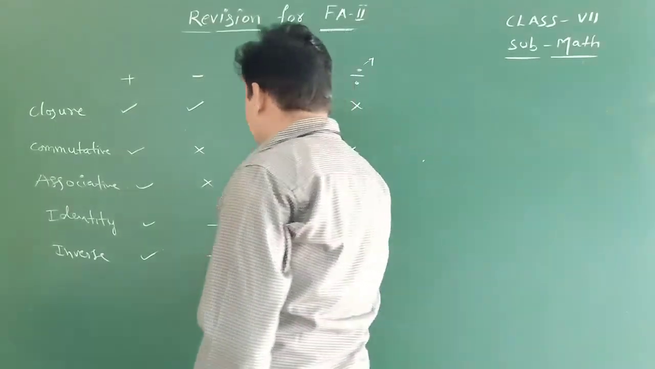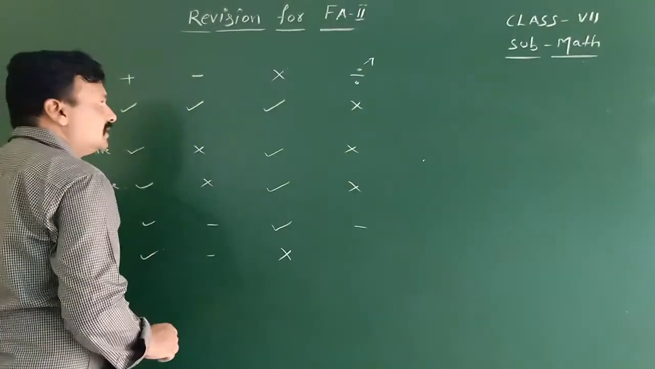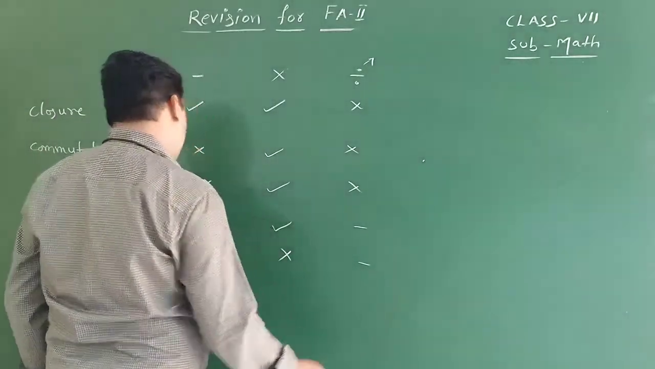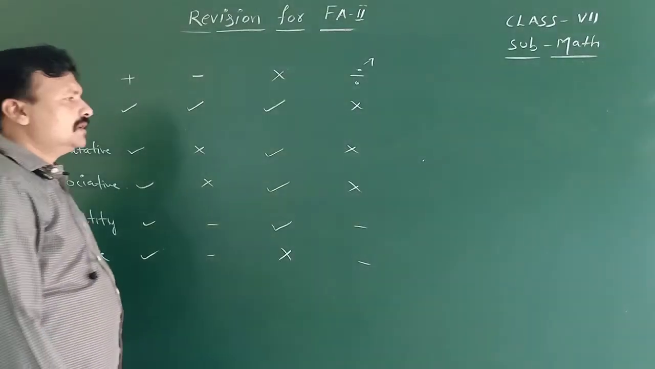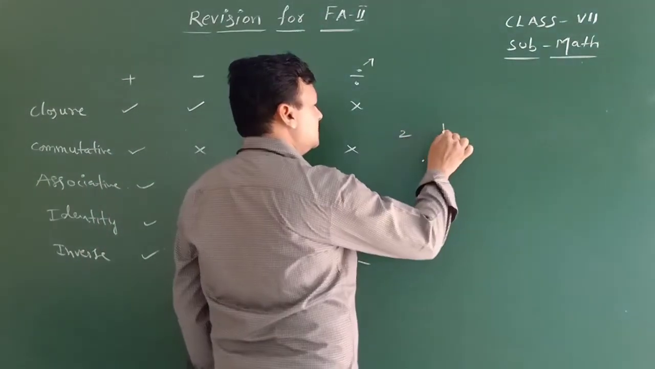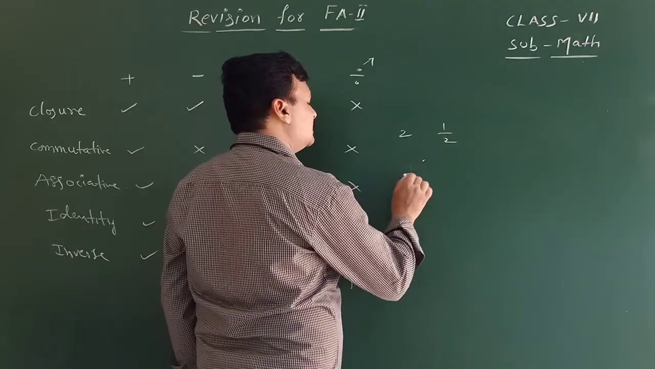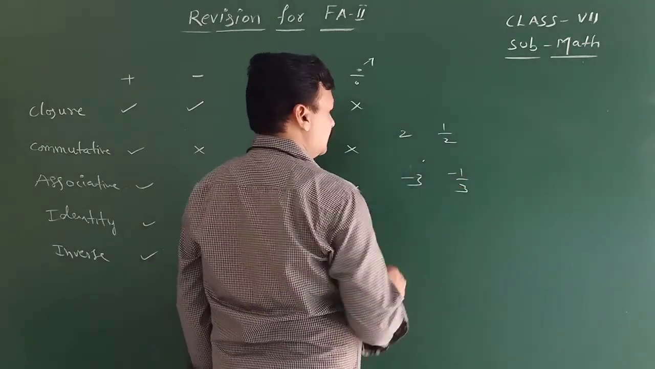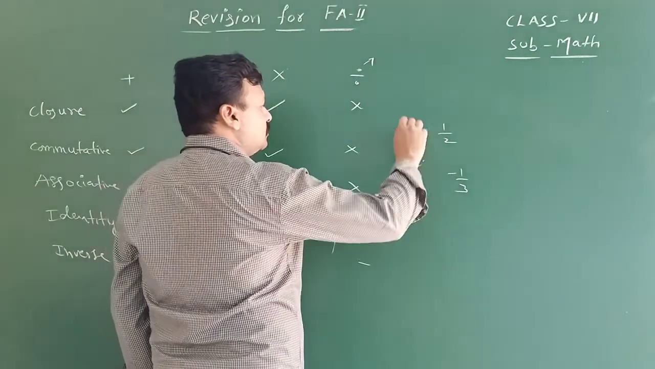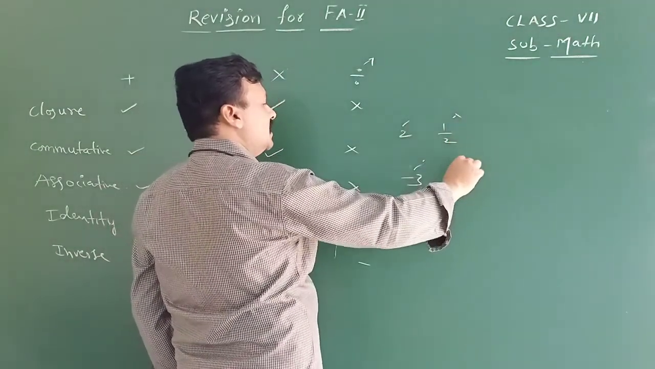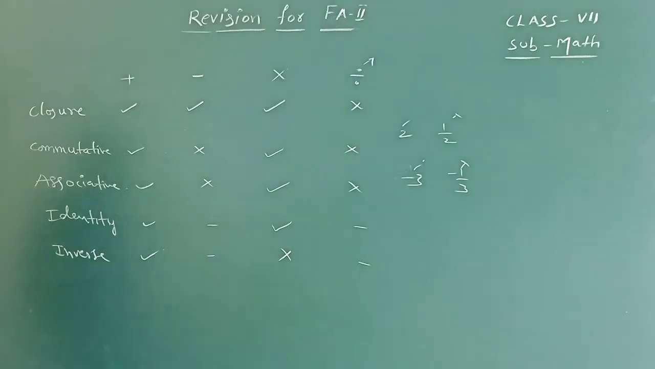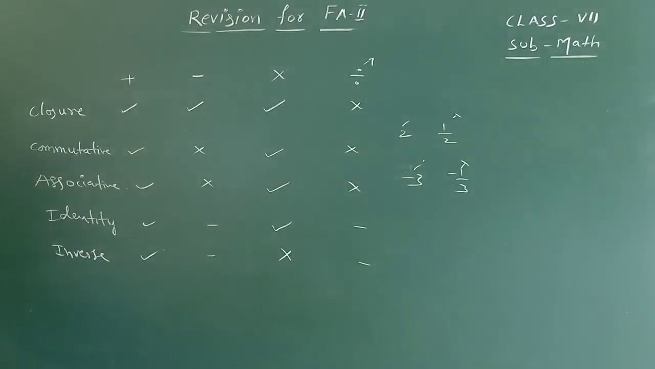For the subtraction, for the multiplication, there is no inverse here. Here, the multiplicative inverse of 2 is 1 by 2. The multiplicative inverse of minus 3 is minus 1 by 3. Minus 3 belongs to Z, 2 belongs to Z, but 1 by 2 doesn't belong to Z, and minus 1 by 3 doesn't belong to Z. That's why inverse with respect to multiplication doesn't hold here. These are the important properties we discussed in earlier videos.